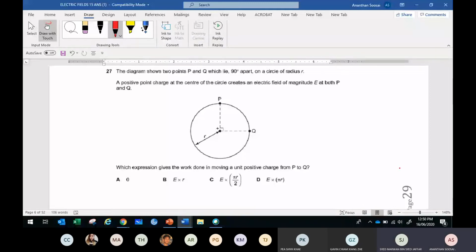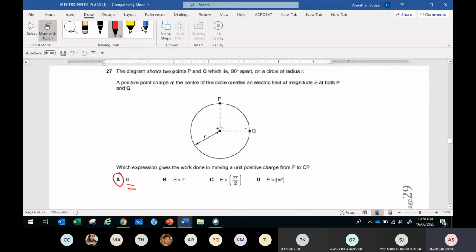Okay, one of you said C, another one said A. Two of you said A, or three of you said A. Many said A. Yes, good. The answer should be A. It's A. The work done is 0. Why is the work done 0? Because the particle moves in an equipotential line.